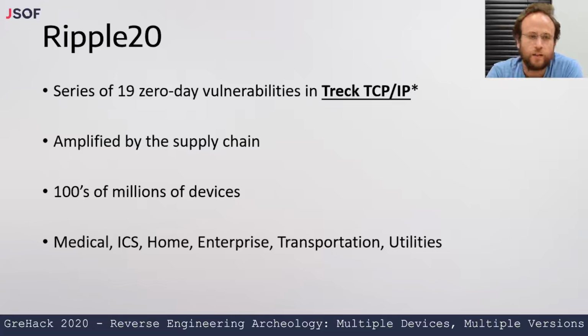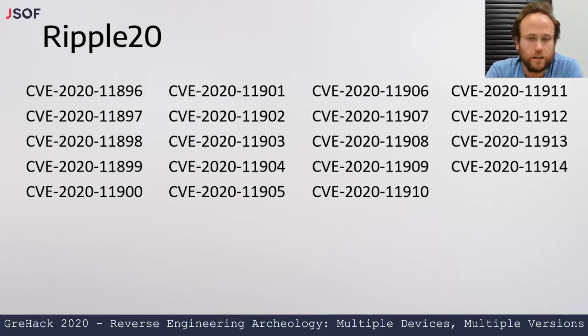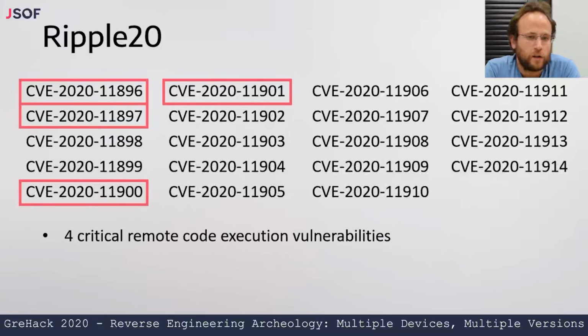In total, there are probably billions of devices containing the Treck TCP/IP stack, but our estimation is that hundreds of millions of devices are actually vulnerable with active code and vulnerabilities. These are the 19 CVEs of Ripple 20. Out of these, 4 are critical remote code execution vulnerabilities, while the other ones have ranging effects such as information leak, denial of service, or other effects. For some devices, of course, denial of service can be quite bad. For other devices, maybe not so much of an issue. So, ranging effects per device.